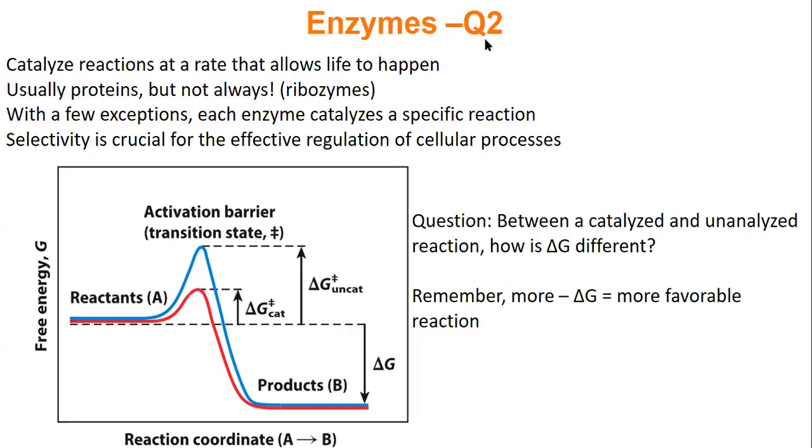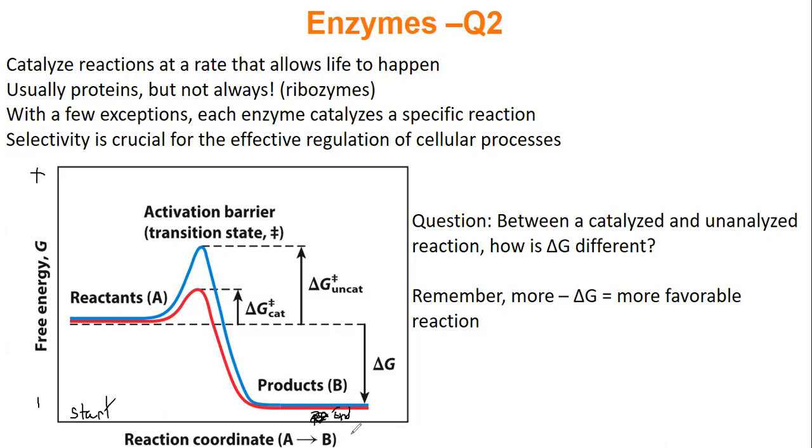So if we look at the left-hand side here, this image, what we're showing is free energy versus reaction coordinates. So free energy going from positive G to negative G. Reaction coordinates basically means the start of the reaction when you're only reactants and the end of the reaction when you're only products. All right. So we have two curves here. The blue curve is the uncatalyzed reaction. The red curve is the catalyzed reaction, right?